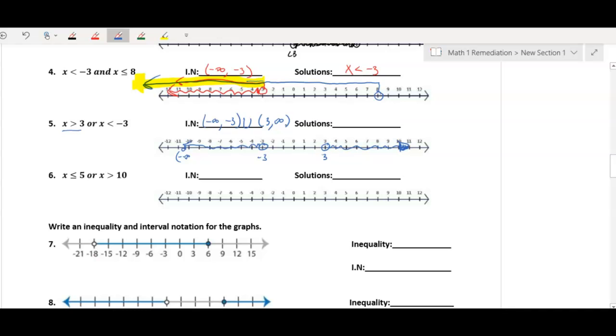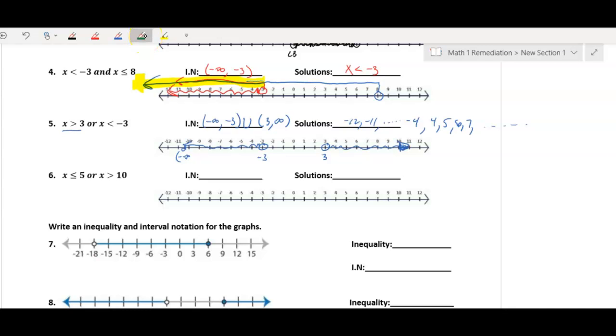Now, solutions can be any number in either one. So I can go -12, -11, all the way up to, say, -4. But I can also include +4, +5, 6, 7, and so on, all the way up to the biggest number you can think of. All right.